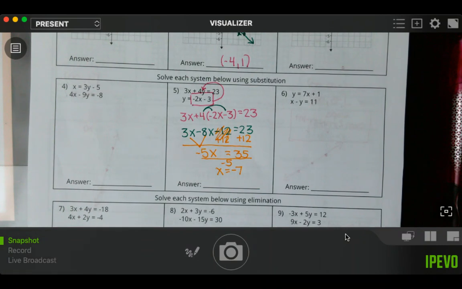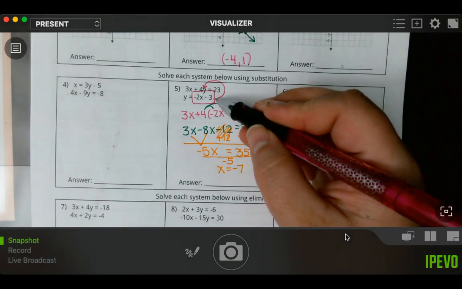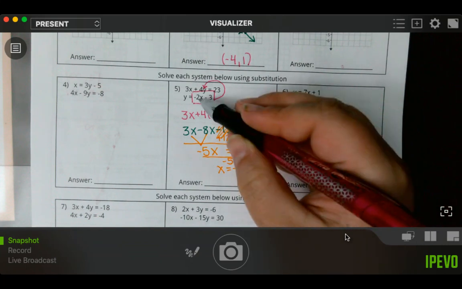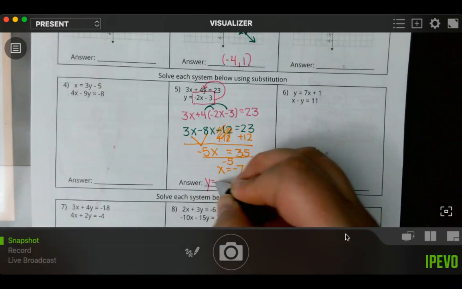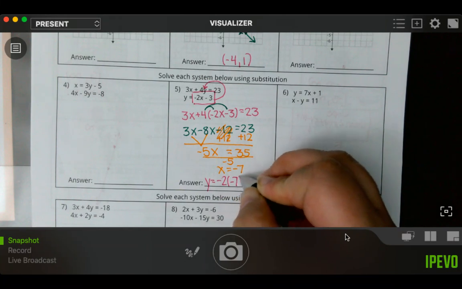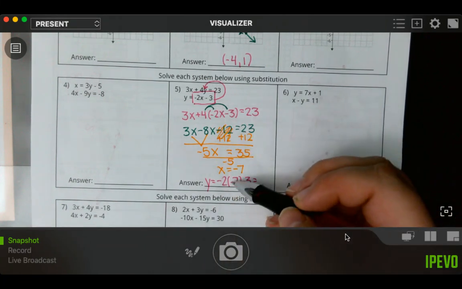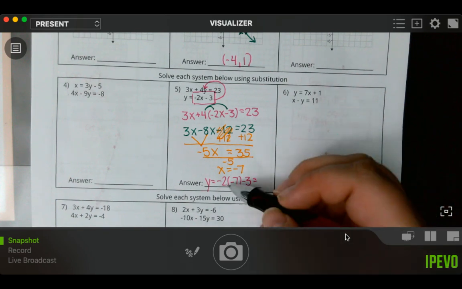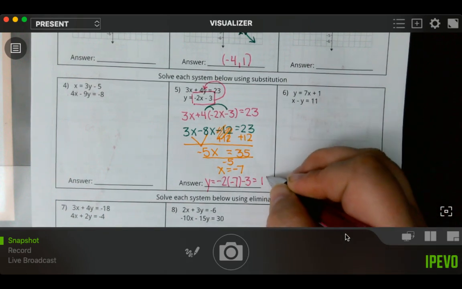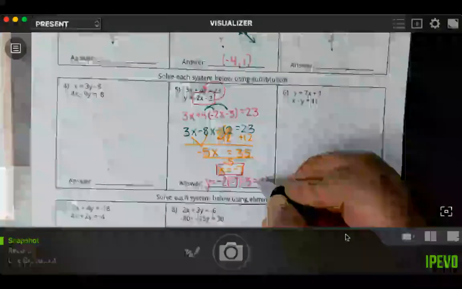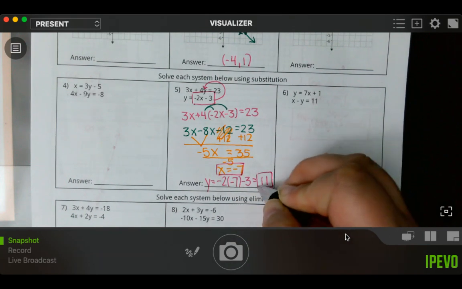That's the first part of your answer. The other part is the y value. Remember how I said we circled this for a reason? Or technically I boxed it. That's because you're going to take this -7 and plug it back in right there. -2 times -7 minus 3. That's 14 minus 3, or 11. So y equals 11 and x equals -7. This is my 7-11 problem.